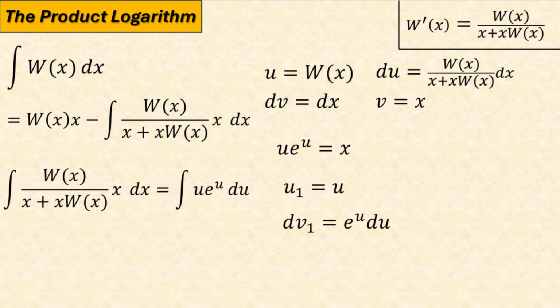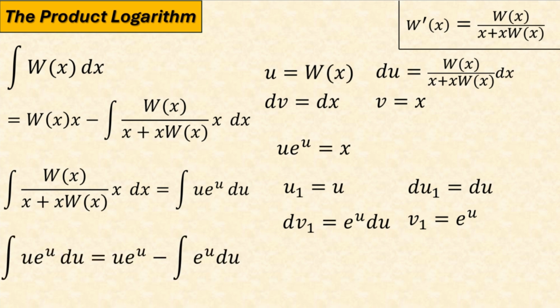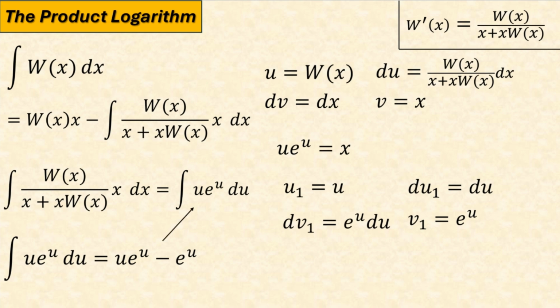What we need to do now is to use integration by parts again, and to do this, I'll introduce terms u1 and dv1, calling u1 equal to u and dv1 equal to e to the u du. We can then see that du1 is just going to be du, and v1 is just going to be e to the u. Using integration by parts again, we see that our integral is equal to u1 multiplied by v1, which is just u e to the u, minus the integral of v1 multiplied by du1, which is the integral of e to the u du, which is just going to be itself.